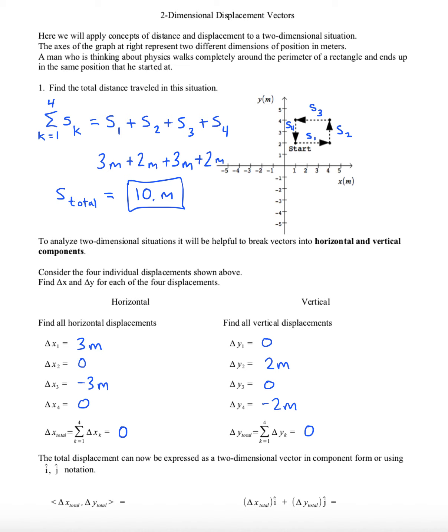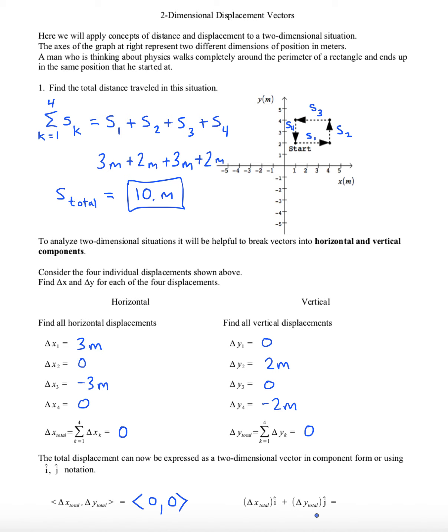Now we want to express it using what's called component form and what's called vector form. With component form, we'll use these angled brackets here, and we just want to put our delta x total in the first spot and then our delta y total in the second spot. It's one way of expressing a vector. It's a little different from a coordinate pair because it's not just a location in the two-dimensional plane. It is a vector, but this vector has a magnitude of 0.